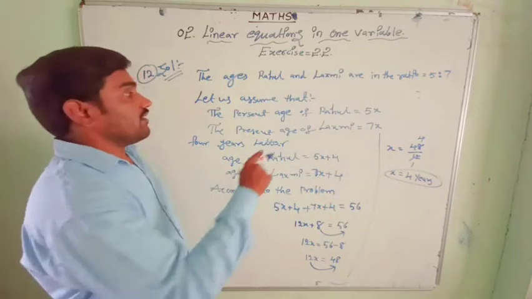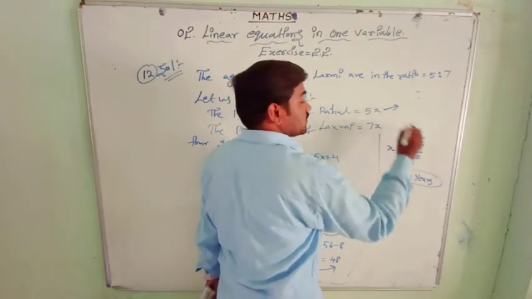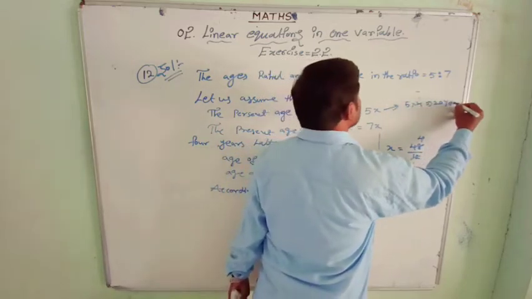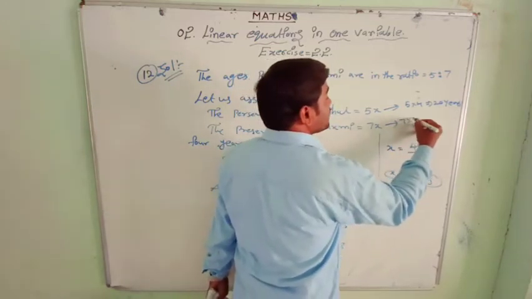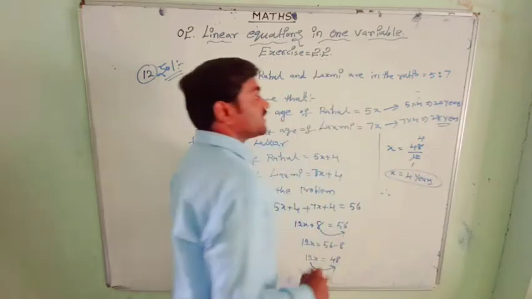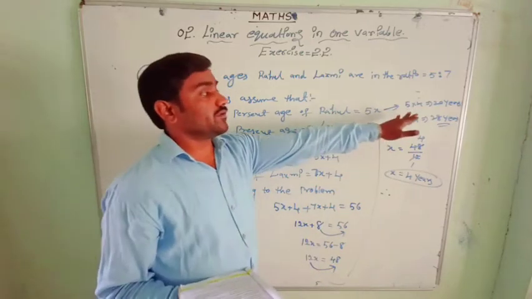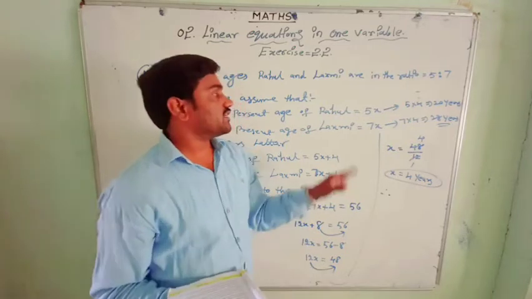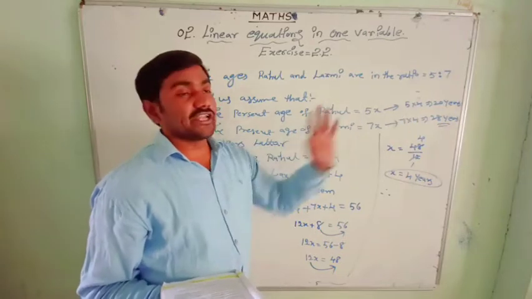So the present age of Rahul is 5 into x, so 5 into 4, that is 20 years. You have to write that in the therefore form. The present age of Lakshmi is 7 into 4, that is 28 years. They ask us to find the present ages of Rahul and Lakshmi. The present age of Rahul is 20 years and the present age of Lakshmi is 28 years.